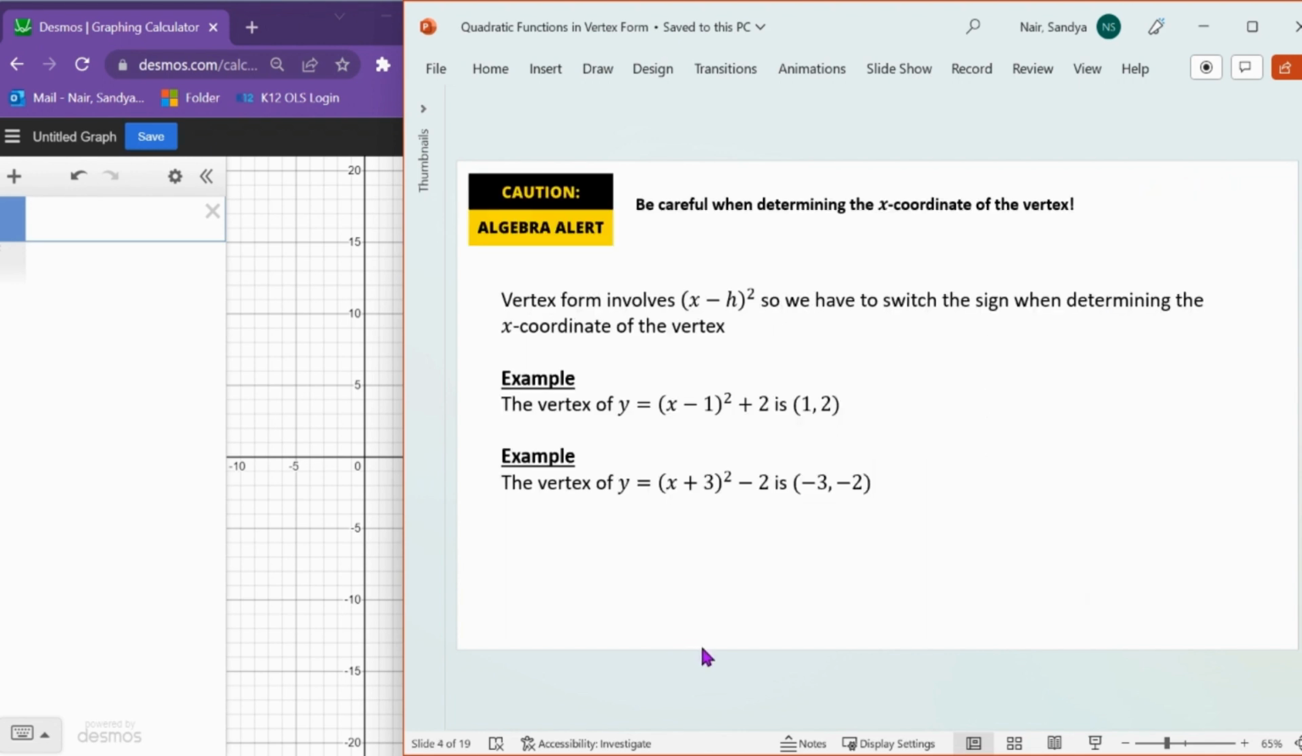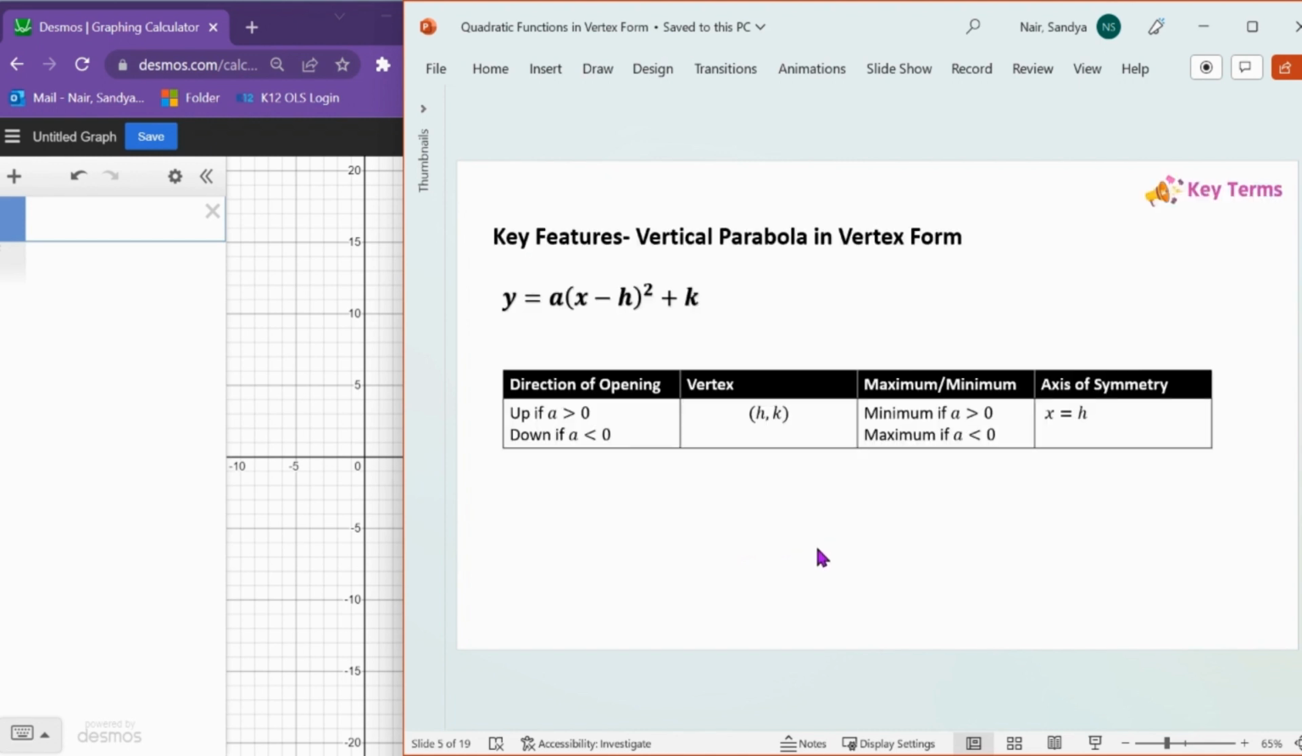So once again, I just want to remind you to be careful when determining the x-coordinate of the vertex. Since vertex form involves x minus h squared, we have to switch the sign when determining the value of h. So the vertex of y equals (x minus 1) squared plus 2 will be (1, 2). Notice there's a minus in front of 1, but when we write h, it's just going to be positive 1. The vertex of y equals (x plus 3) squared minus 2 will be (negative 3, negative 2), because there's a plus in front of 3, but when we write down the value of h, it's going to have the opposite sign.